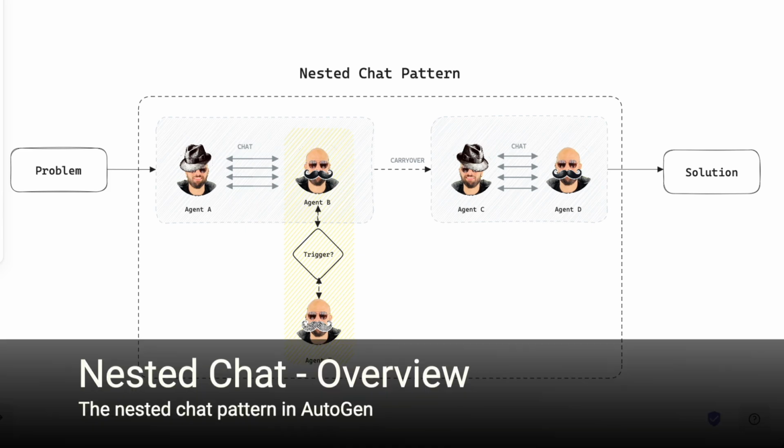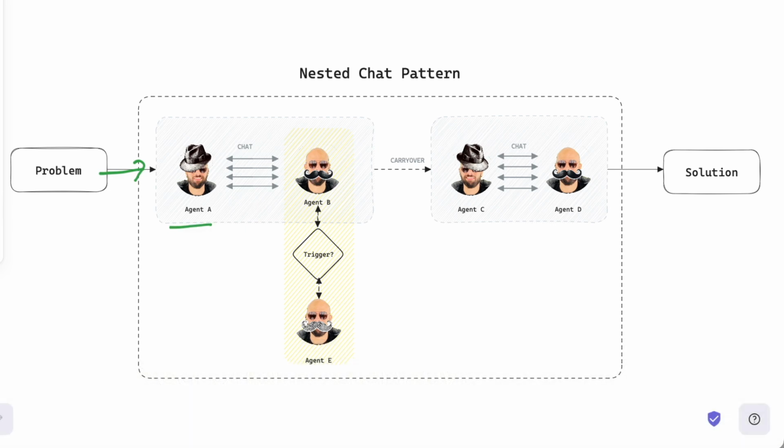Cool. Let's take a look at the nested chat pattern. And this one is interesting because we have a problem that comes in and then agent A is going to talk to agent B like usual. And then there's going to be some back and forth between the agents. But at some point in time, agent B might say, hey, I need help with this particular issue. So it's going to ask agent E in this case for the answer, to which agent E is going to respond back to agent B. And then this answer would be sent from agent B to agent A.